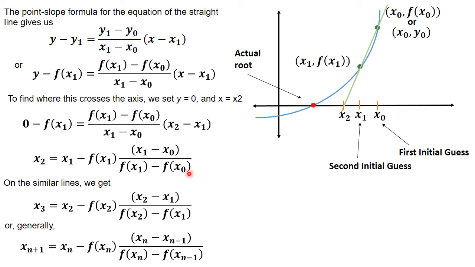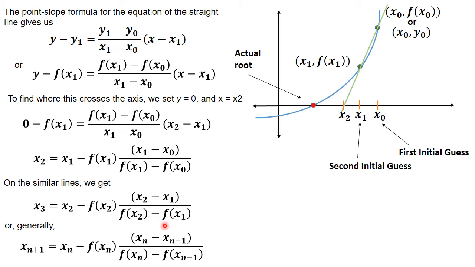So see, initially we had only 2 points, x naught and x1. But now you have made the first iteration, and that is x2, and this is the formula for the next iteration. So on similar lines, students, we can calculate the value of x3. So what is x3 now? So x3 is equal to, just add 1 in the subscripts. So here x2, here x2. So x2 minus f of x2 into x2 minus x1 over f of x2 minus f of x1.